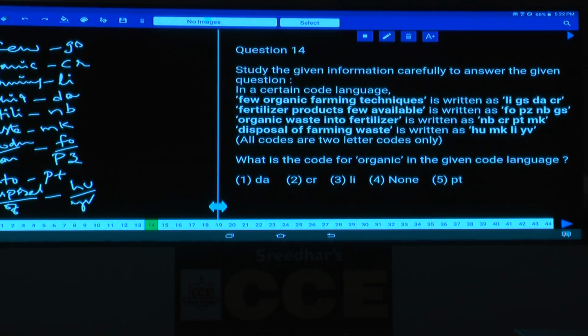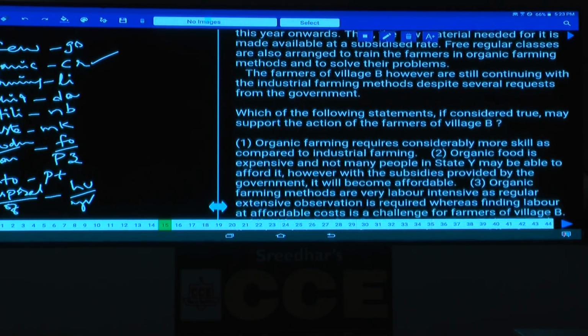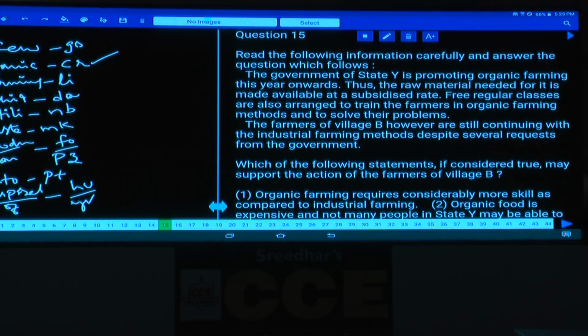Then question number 14, what is the code to the word organic? The code to the word organic is CR, that is given in choice 2. Question number 14, choice 2 is the answer. Then question number 15 onwards.